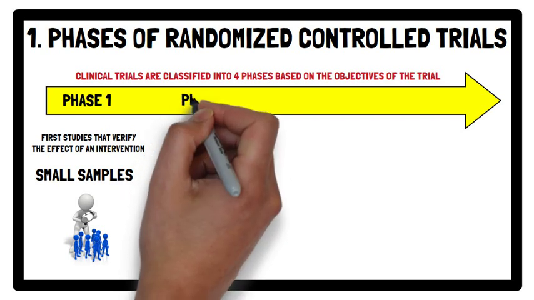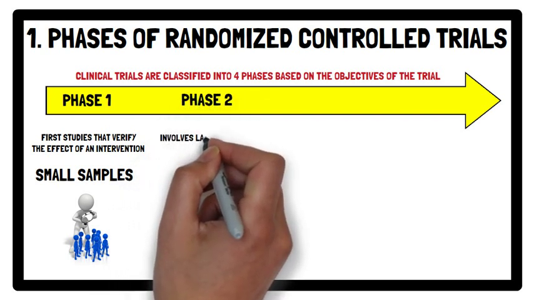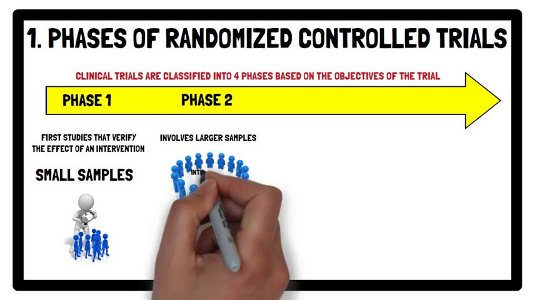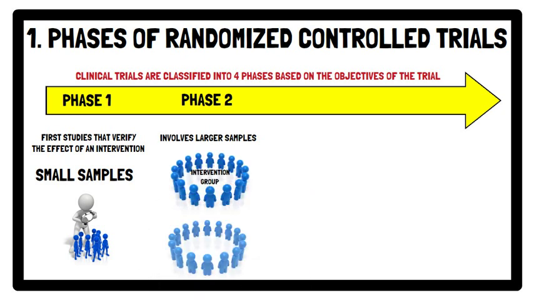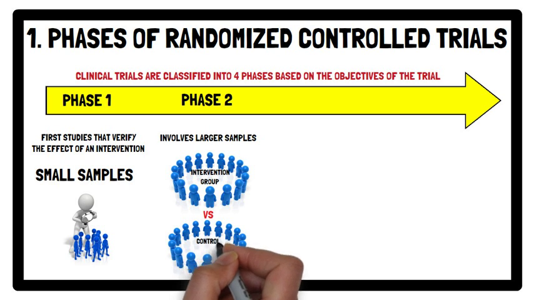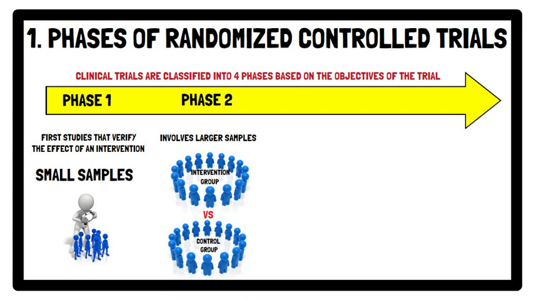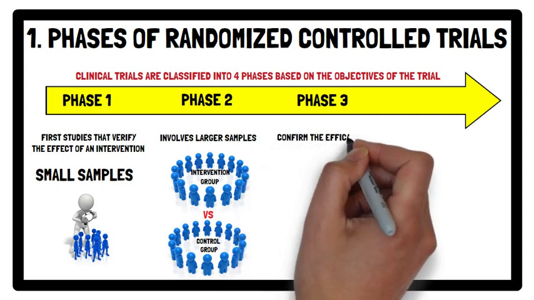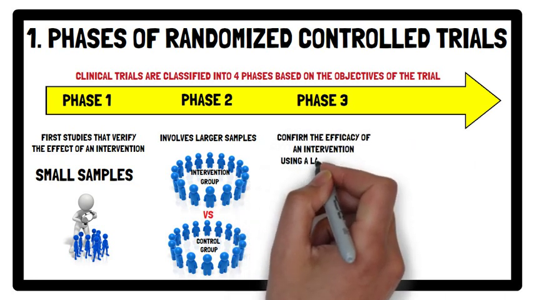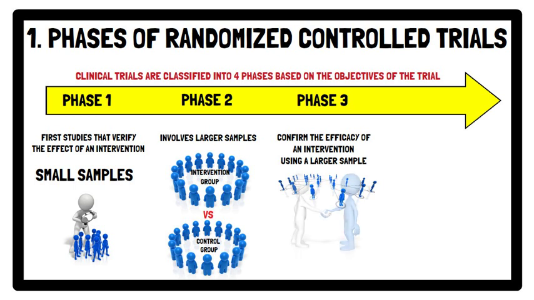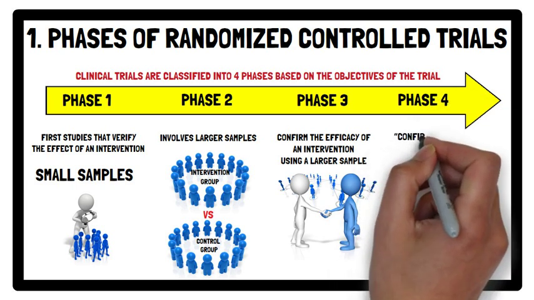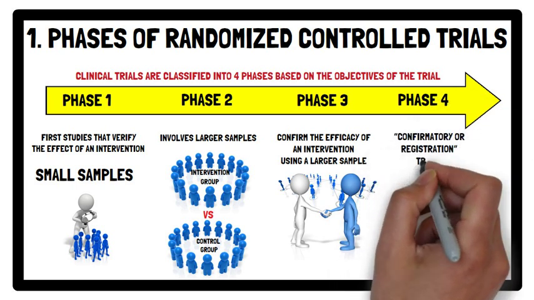Phase 2 trials involve a larger sample, which aim to understand, for instance, the efficacy of an intervention in comparison to a control or the dose-response relationship. Phase 3 trials aim to confirm the efficacy of an intervention using a larger sample. This typically involves collaboration between research groups, while Phase 4 trials are confirmatory or registration trials.